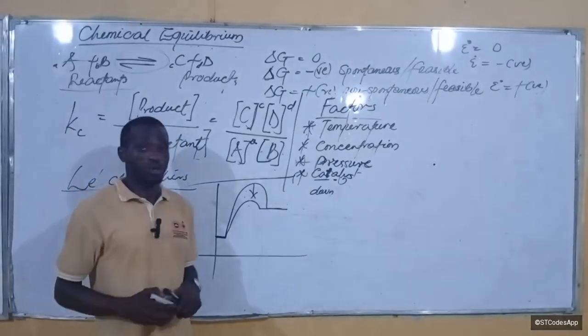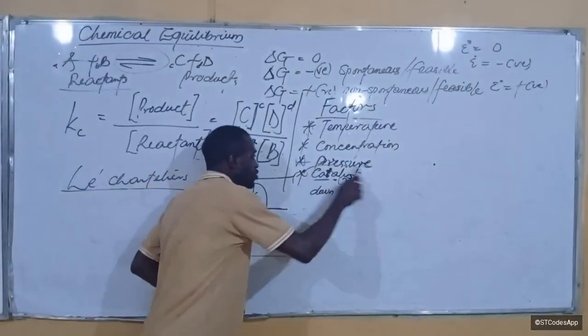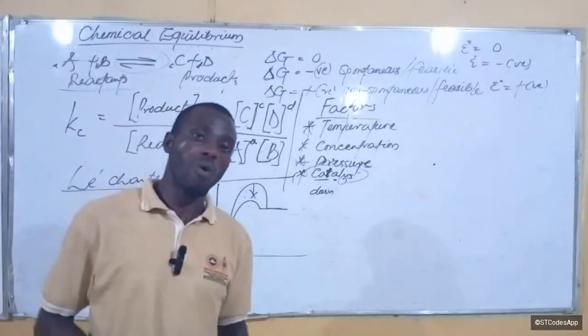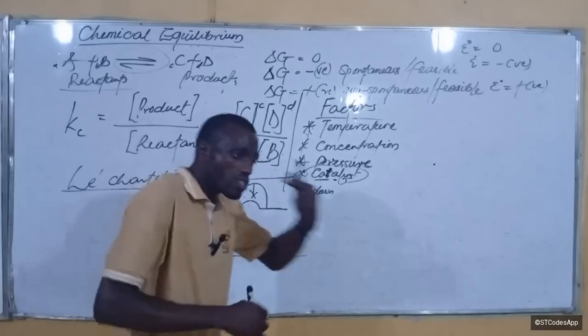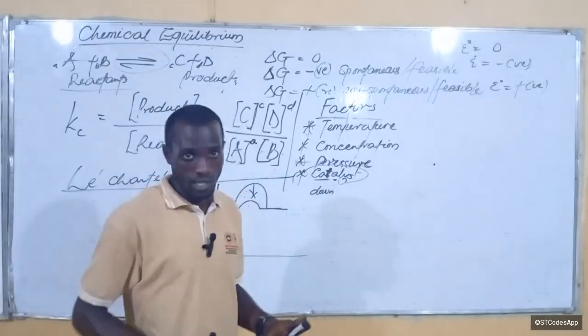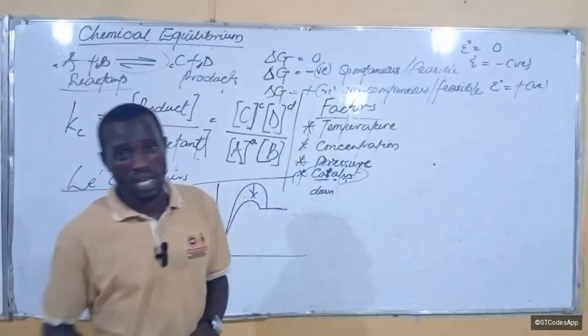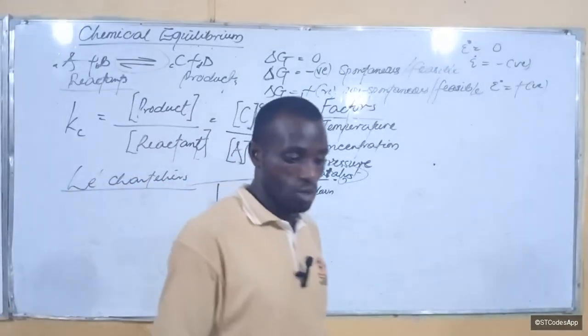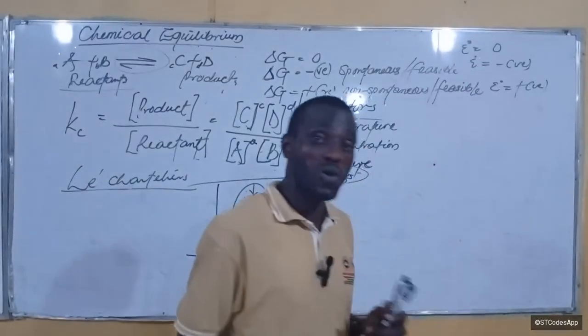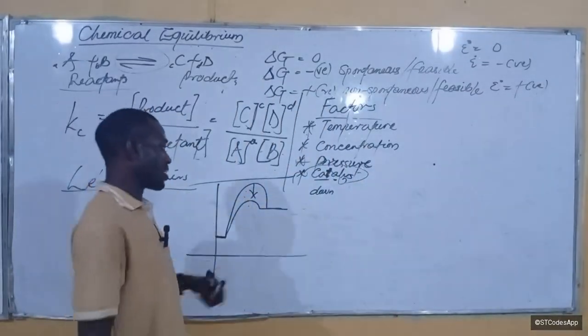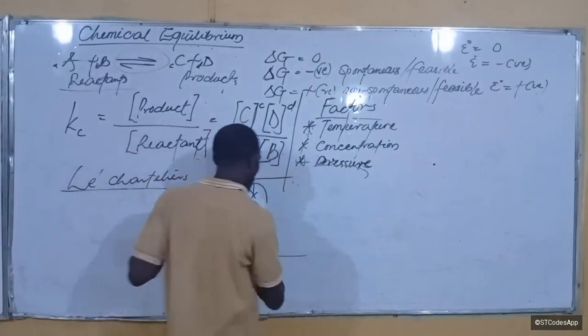But what is the effect on chemical equilibrium? A catalyst does not necessarily affect the chemical equilibrium. What it does is speed up the rate at which equilibrium is approached. Is it clear? So when you catalyze a reaction that is to attain equilibrium, the equilibrium will be attained faster. Is it clear now? All right.